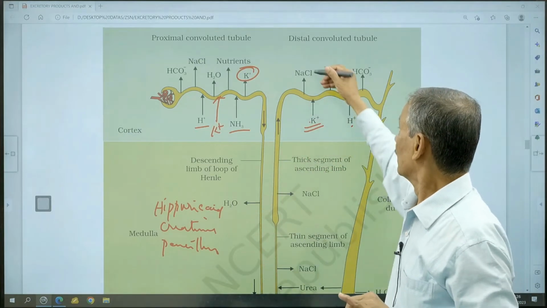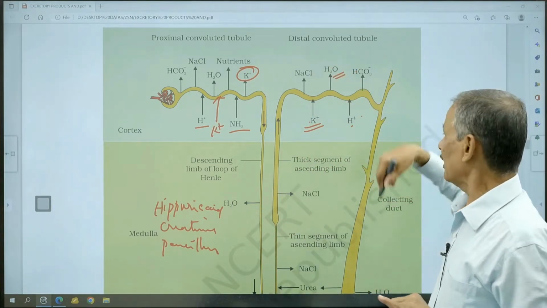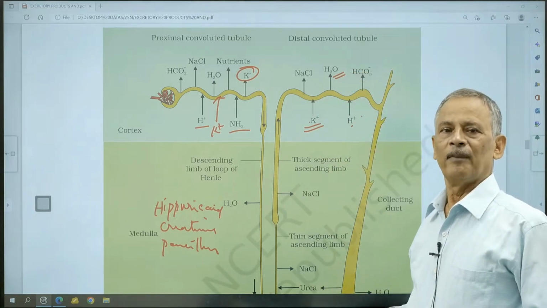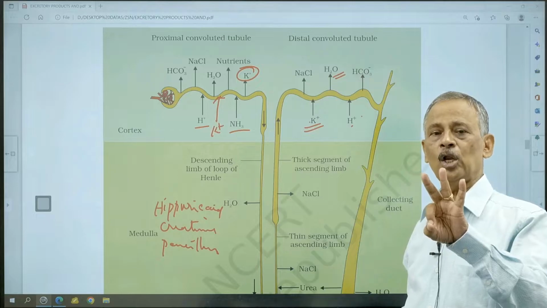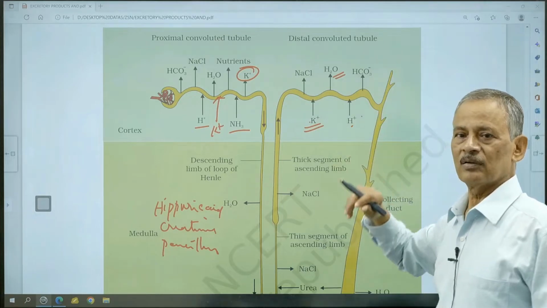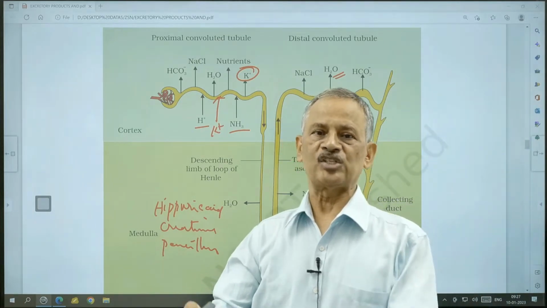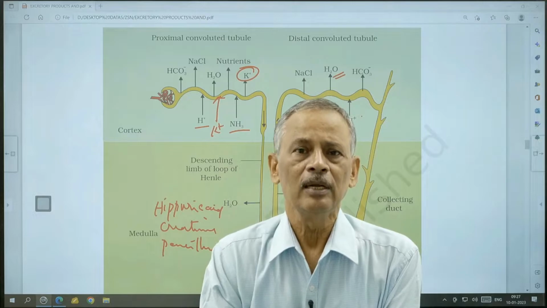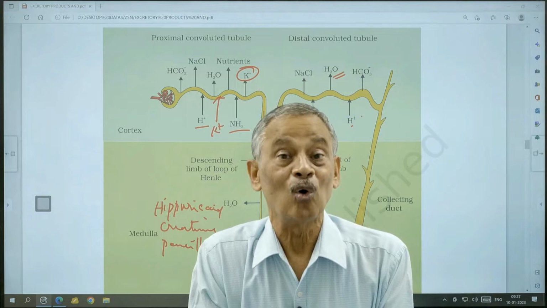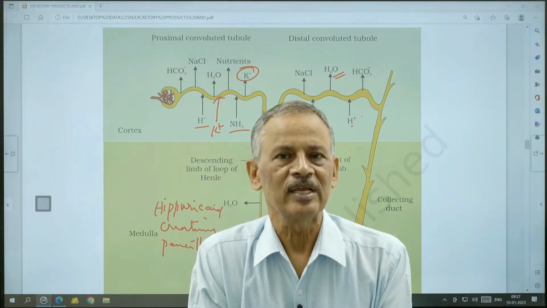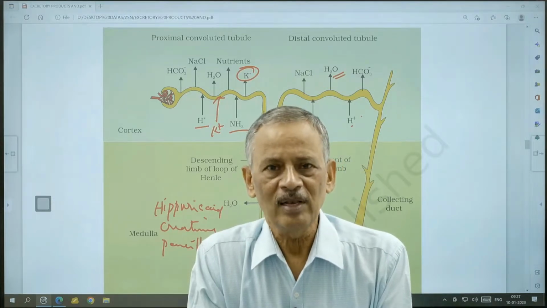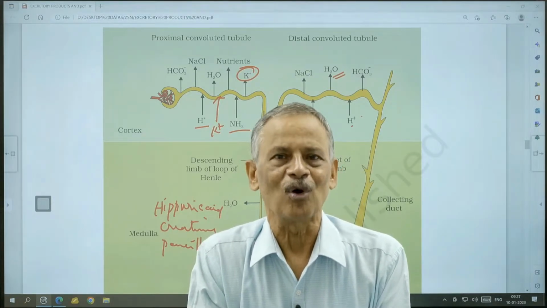maintaining ionic balance, pH balance, water balance. Maintenance of water balance is called osmotic regulation, and maintenance of salt and pH balance is called ionic regulation. Osmotic regulation plus ionic regulation together is called osmoregulation. The kidney has an important role in maintaining water level, salt level, and pH level in our body.